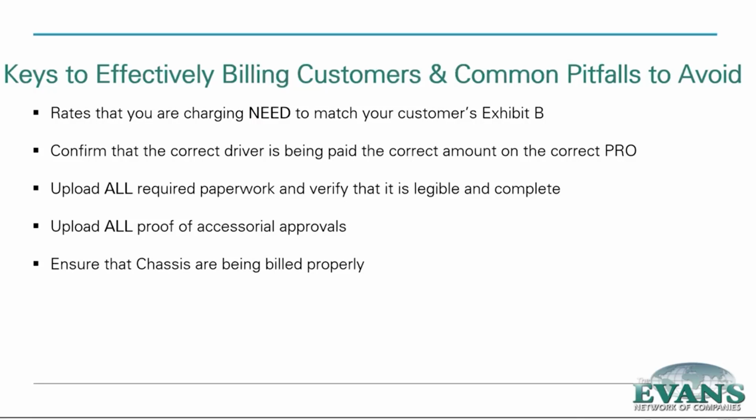Next is upload all required paperwork. Verify that it is legible and complete. You always want to make sure that you have all of that paperwork. I've said it enough, and I'll probably say it 10 more times before we're done here. That paperwork is all we have. That is our burden of proof. We need it in order to go back and demand payment from any customer that is trying to not pay us. The next one down, upload all proof of accessorial approvals.